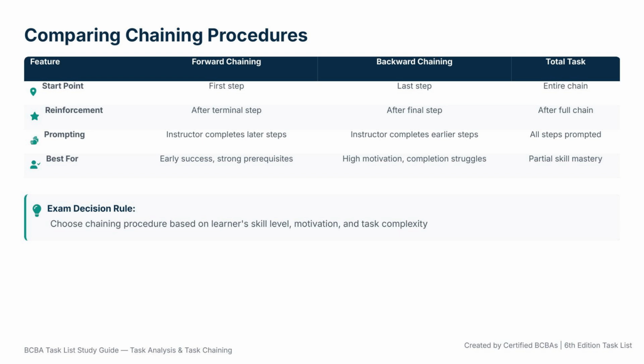Forward chaining starts with the first step. Backward chaining starts with the last step. Total task presentation teaches the entire chain. They differ in prompting, reinforcement timing, and learner suitability. Procedure selection should always be based on learner data, not preference.